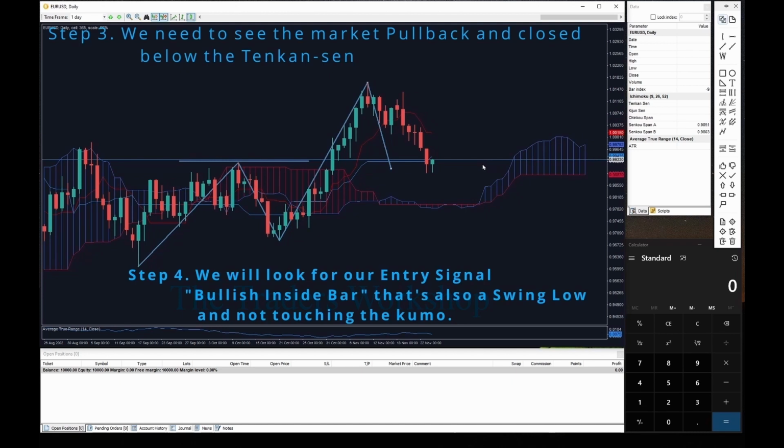This is our entry signal. This is a bullish inside bar. The mother bar should be the swing low. Sometimes, the low of the mother bar and inside bar are equally the same, and that is still a valid signal. And as you can see, the low of the mother bar is lower than the low of the inside bar.